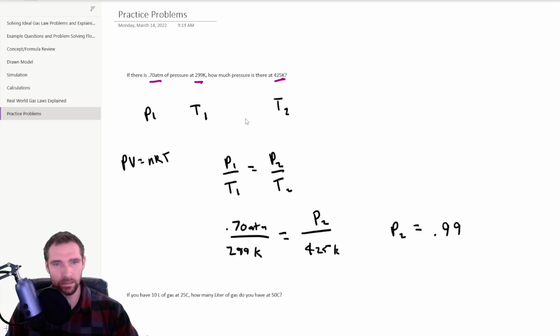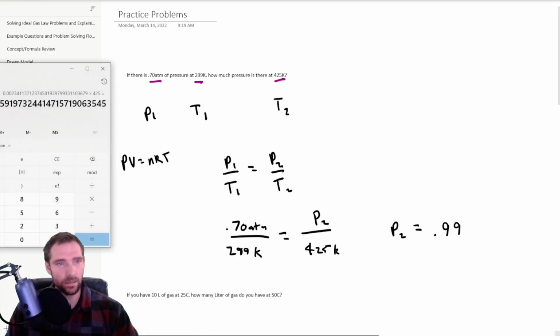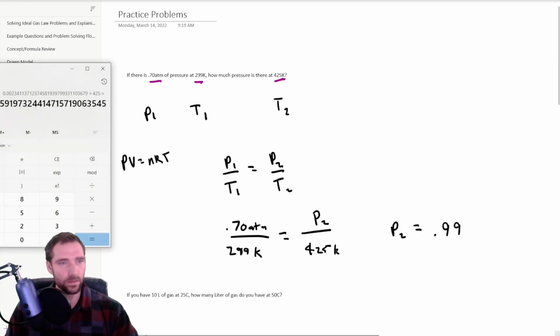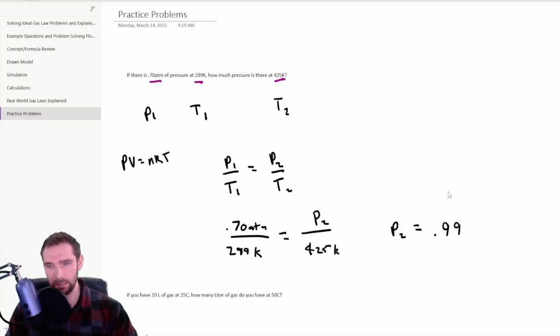We've got an answer of 0.99, I think. Was it 0.99? Yeah, I think it was 0.99498. But we can estimate that using our sig figs. We were only given 2, and we were multiplying and dividing, so it has to be 2. This is going to be 0.99 atmosphere. So that's our first answer for this first example.